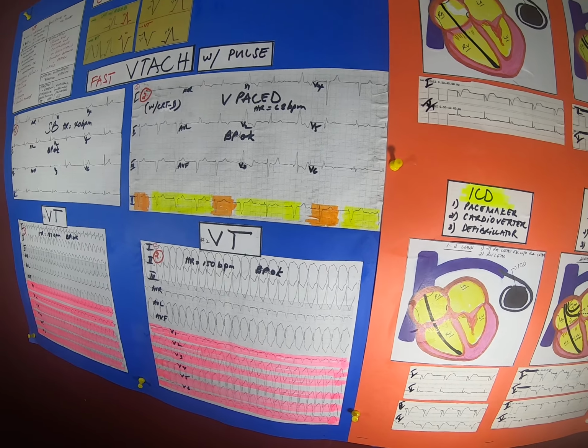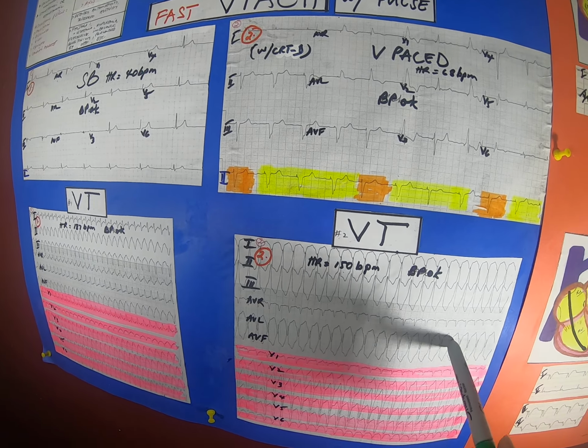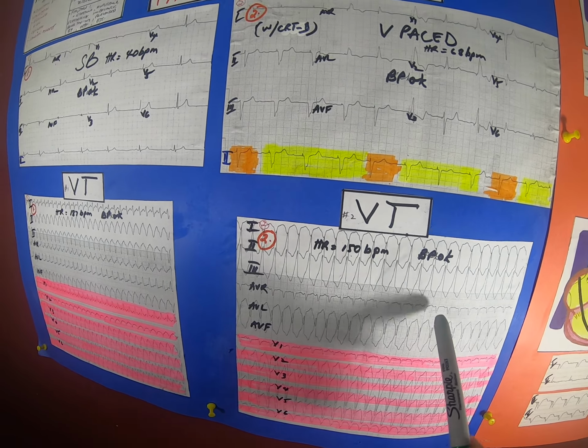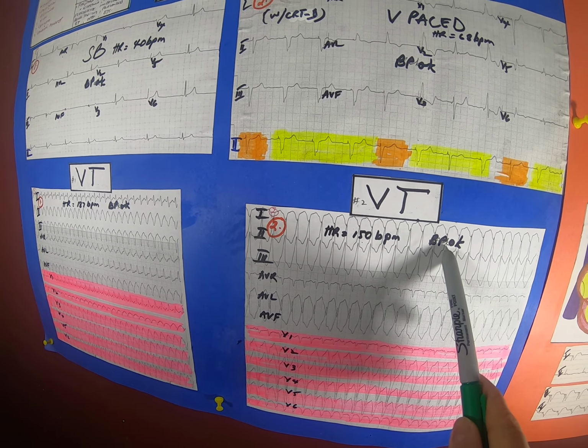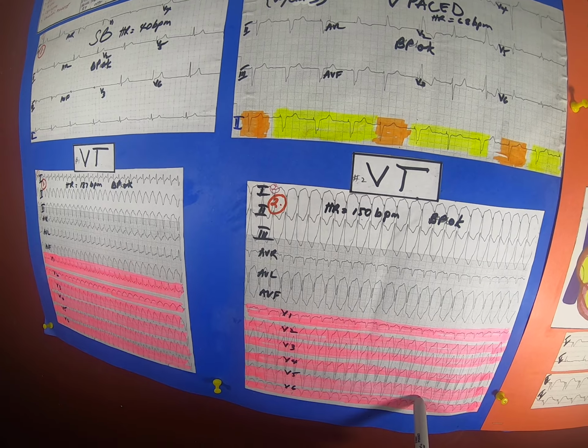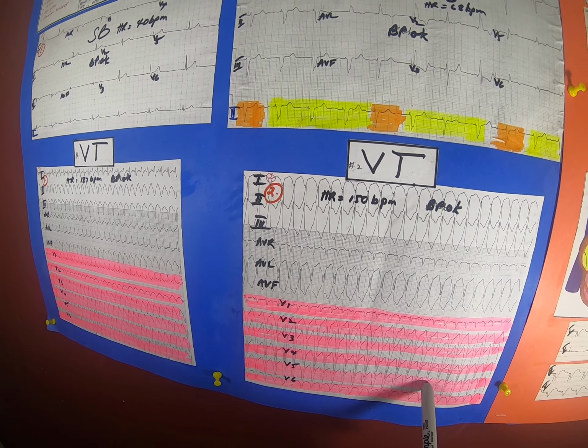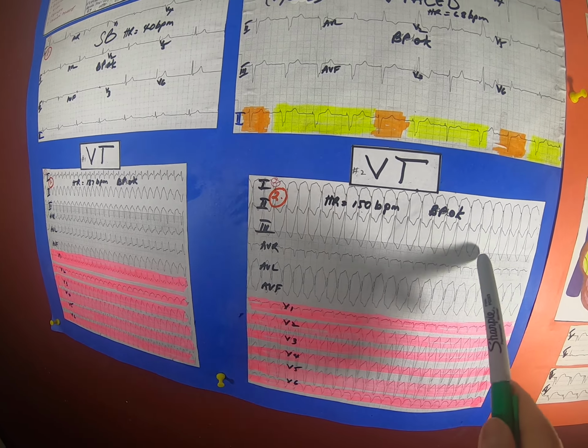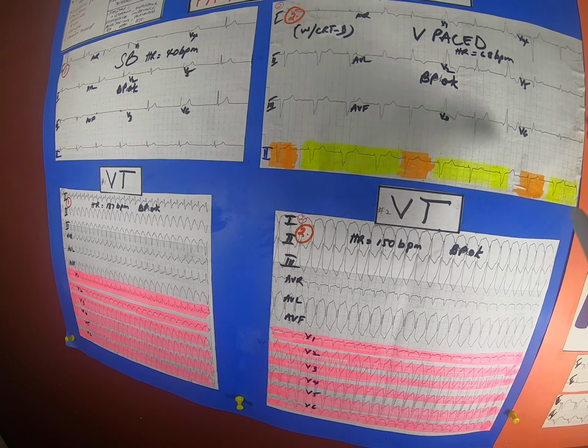Okay. So this second VTACH with pulse, as I said, is tolerated. The patient has a blood pressure. And we deal with this wide complex tachycardia with an antiarrhythmic drug, which is class 3 amiodarone. And we just corrected the depleted lytes. And the patient converted back.